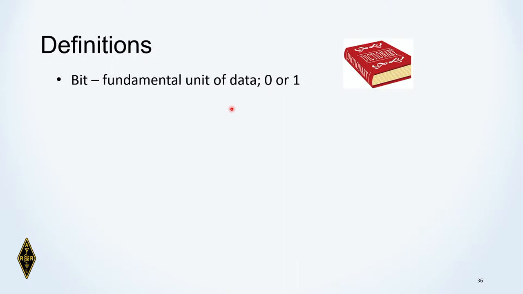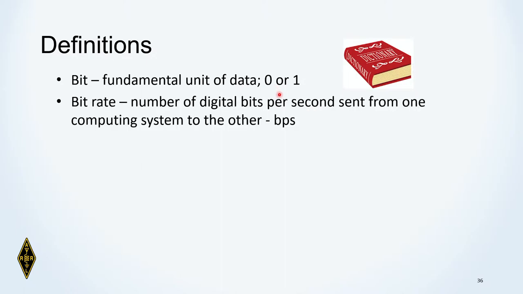Does anybody know what bit stands for, by the way? Binary digit. Binary digit, bit. It's a fundamental unit of data, either a zero or a one. Thank you, high school. Now, how many bits you can send from one computer system to the other is called the bit rate, bits per second.